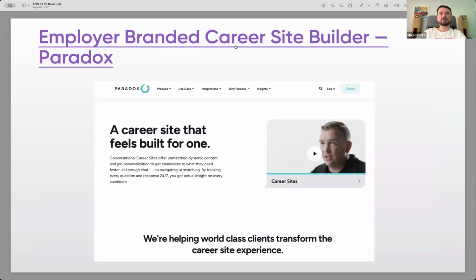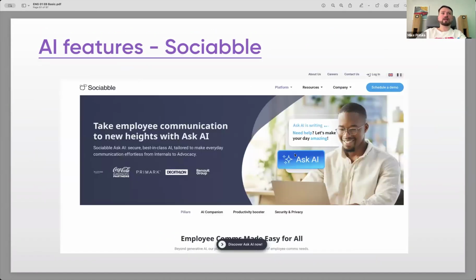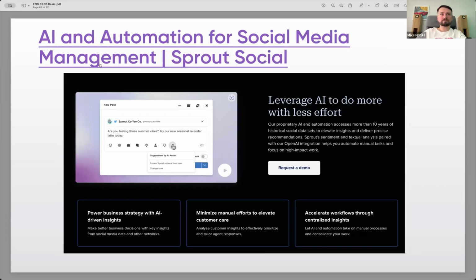Then an employer-branded career site builder, Paradox. Very interesting approach. And again, most of them have either a demo or a video. So I highly recommend you to watch the video or to book a demo. Then Sociable. Take employee communication to new heights with Ask AI. Then Sprout Social. Leverage AI to do more with less effort.